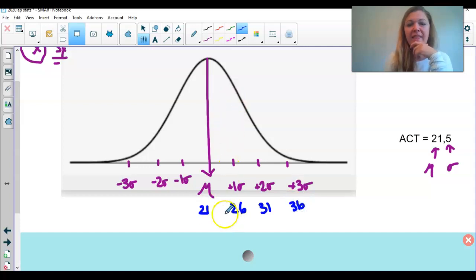Okay. And then let's go backwards. So we have 21 minus 5. So 21 minus 5 would be 16.